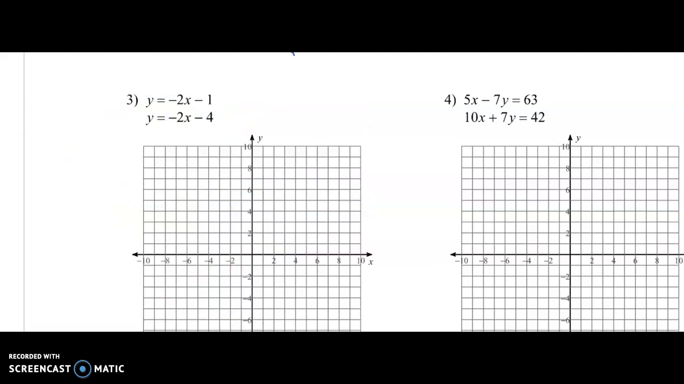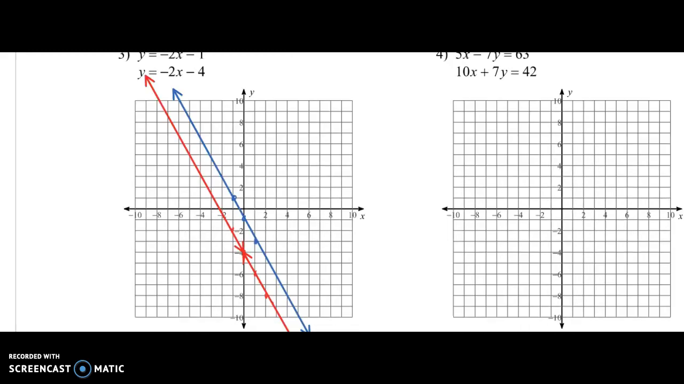All right, so now let's take a look at example number 3. Again, here's our system of equations. We want to solve them by graphing. So we're going to graph both equations on the same graph grid. Once we're done graphing these two lines, you're going to notice that they do not intersect.